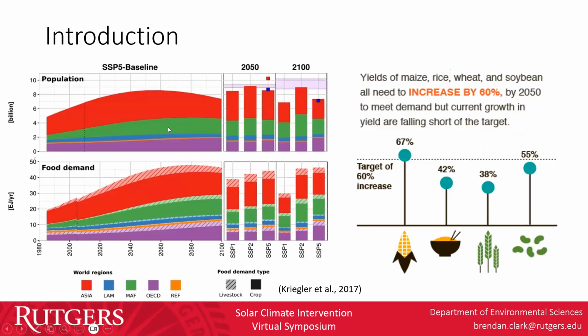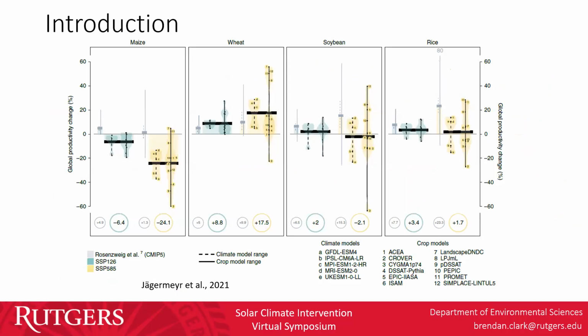And in the future, it's anticipated that the population will continue to increase, and along with that, so will food demand. And so in order to meet this growing food demand, the yields of maize, rice, wheat, and soybean all need to increase by about 60% by 2050. And so far, they're falling short of those targets. And climate change is something that's anticipated to make this problem worse.